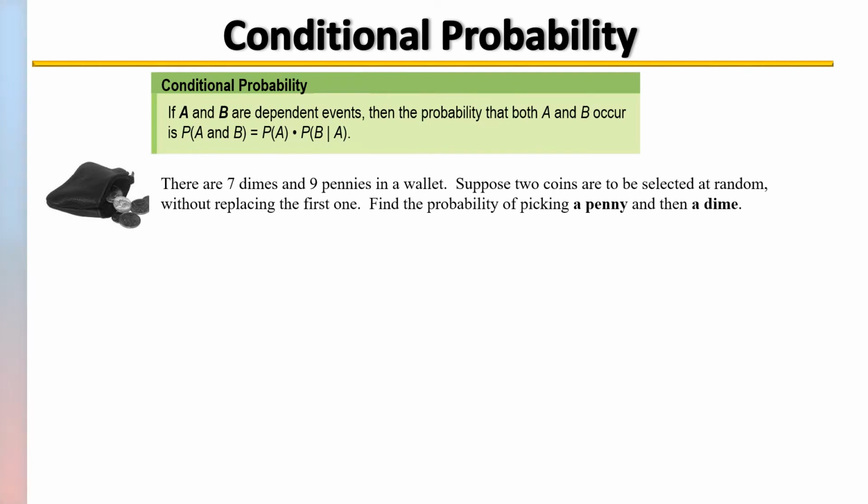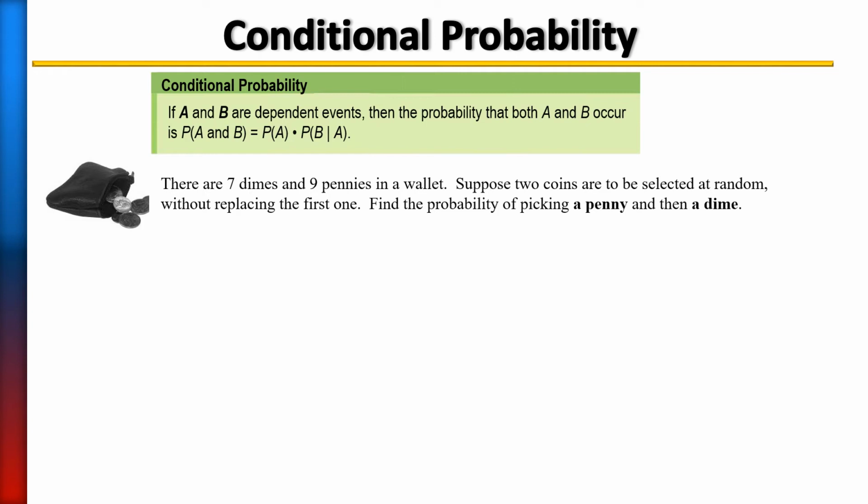There are 7 dimes and 9 pennies in a wallet. Suppose 2 coins are to be selected at random without replacing the first one. Find the probability of selecting a penny and then a dime. So the first thing we want to do is to determine whether these 2 events, event A and event B, are independent or dependent.